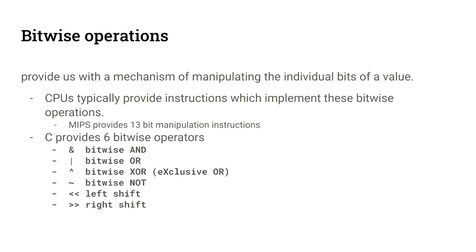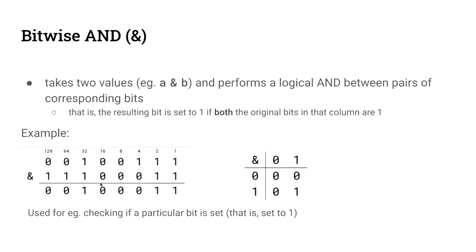Same sort of deal with bitwise OR. And then we have a couple of operators which are kind of new. The left shift uses the same symbol as the less than operator, but it is different. OK, so the first bitwise operator we're going to look at is the bitwise AND operator. What it does is it takes 2 values, for example, a value stored in the variable A and a value stored in the variable B, and it performs a logical AND between each pair of corresponding bits.